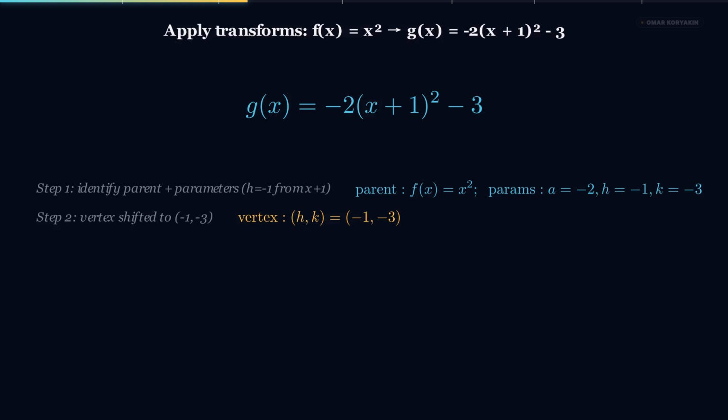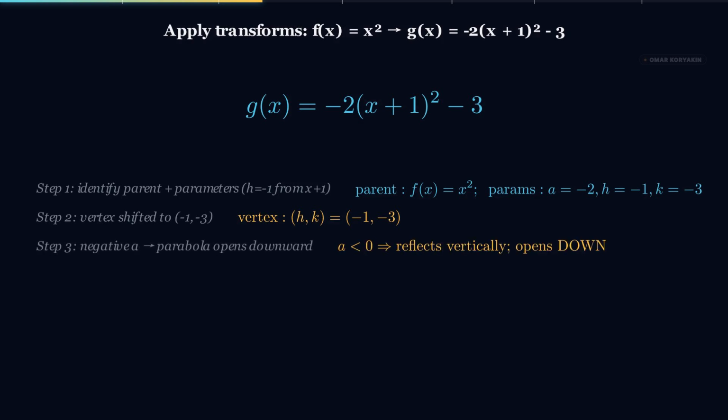Step 2. Interpret each parameter. A equals negative 2 means vertical stretch by factor 2 and reflection across the x-axis. H equals negative 1 means horizontal shift left by 1 unit. K equals negative 3 means vertical shift down by 3 units. Combining these 4 moves transforms the parent parabola into the new graph.